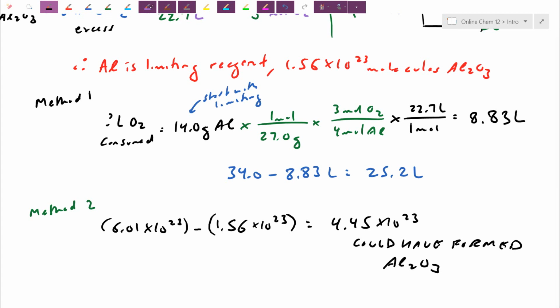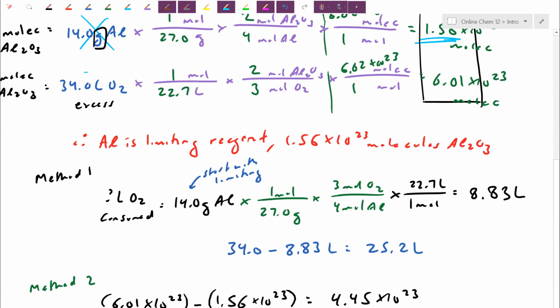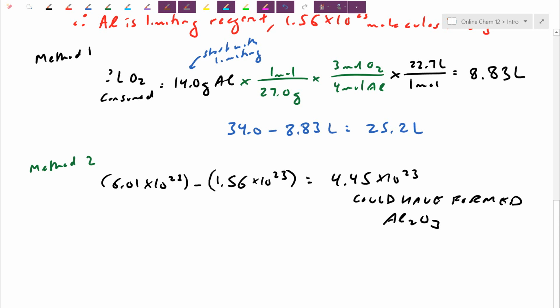Now, how much of the oxygen ingredient is sitting around just waiting? If you just bought more aluminum and you just kept producing more, I can make an extra 4.45. So we still need to do a calculation. How many liters of oxygen are just waiting, just sitting around extra to make this new amount? 4.45 times 10 to the 23.